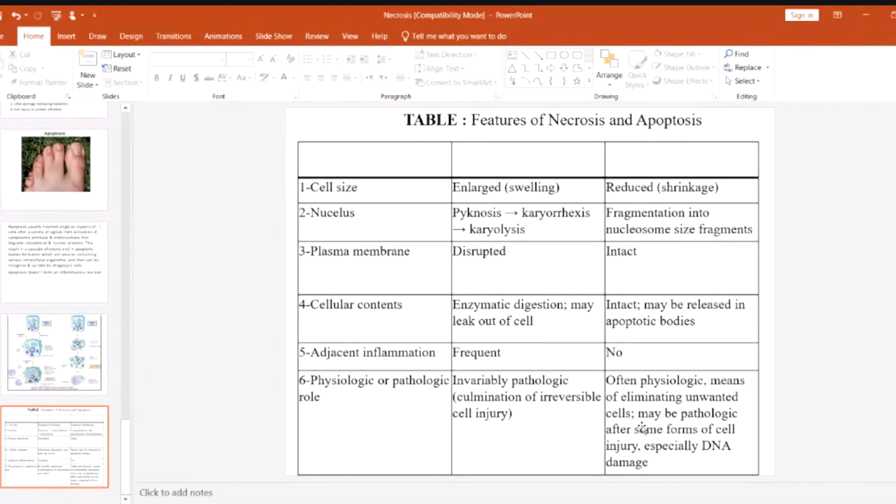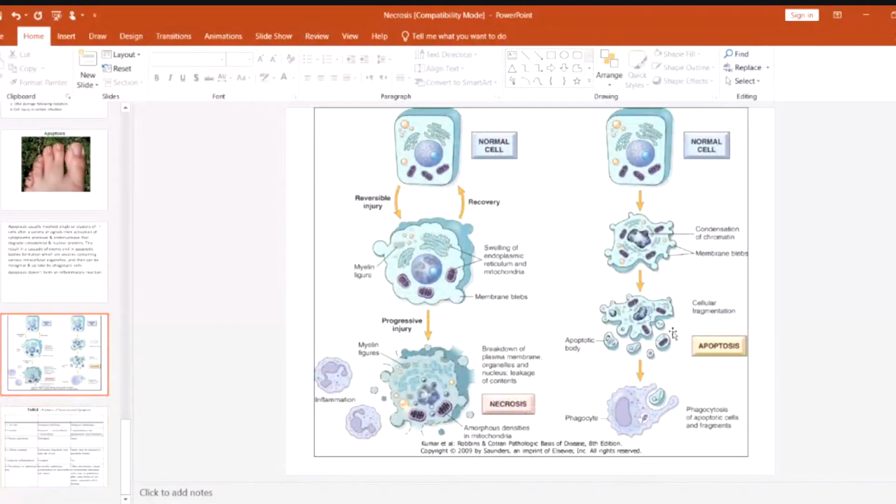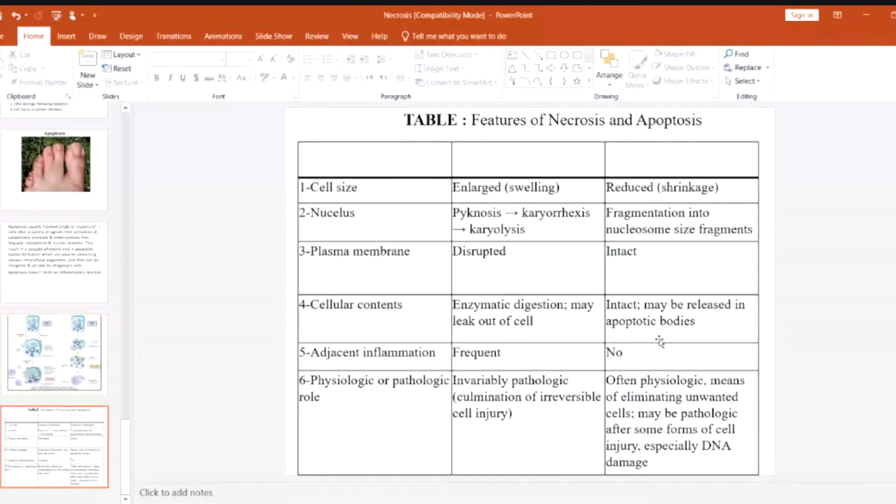Number one, the cell size: in necrosis, enlarge, swelling; in apoptosis, reduce, shrinkage. The nucleus in necrosis passes through pycnosis, karyorrhexis, karyolysis. You remember that. In apoptosis, fragmentation into nucleosome size fragments, like this, small fragments. The plasma membrane is disrupted in necrosis. The plasma membrane in apoptosis is intact.